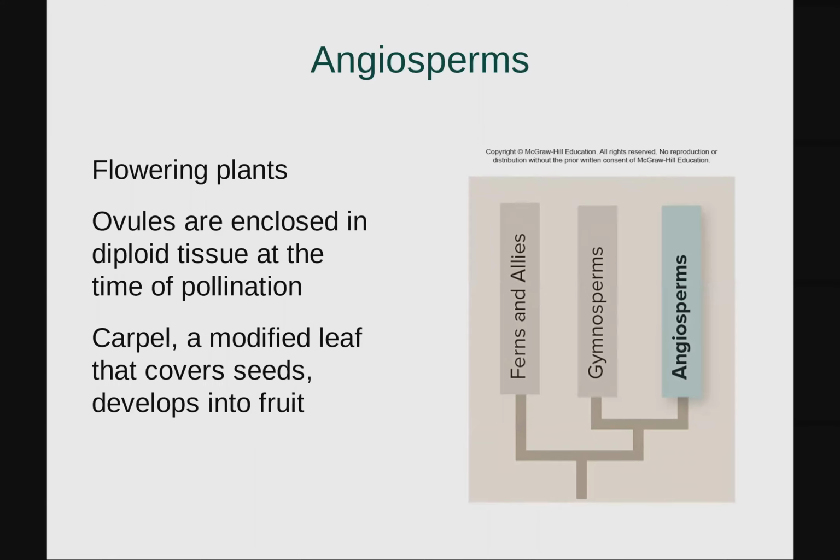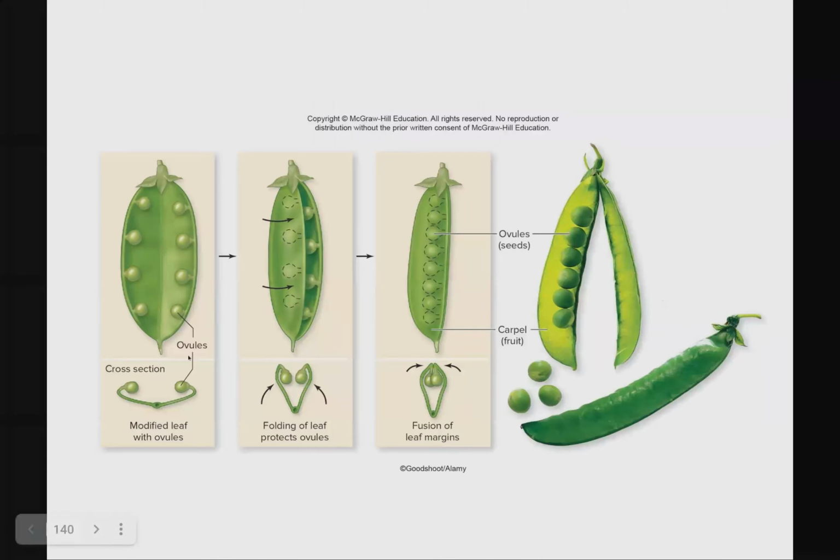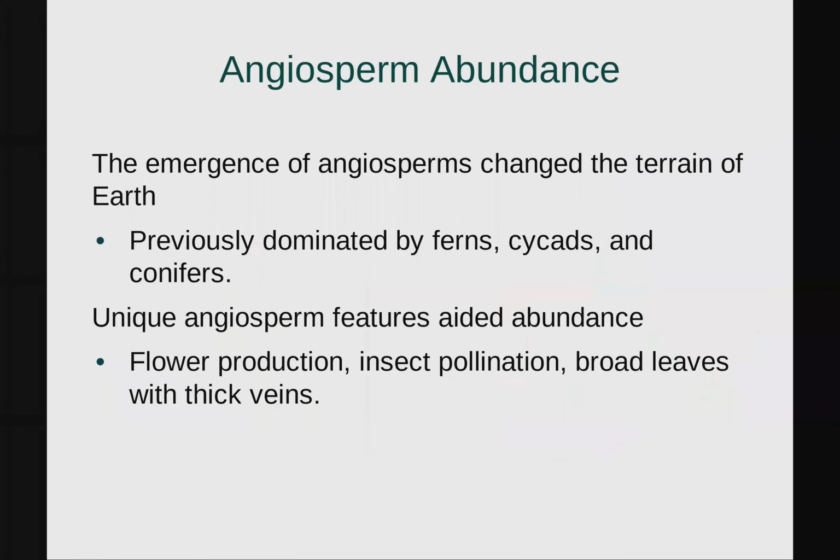Now, the other thing I'll make mention of is their ovules are actually enclosed in diploid tissue at the time of pollination. So we can actually physically look at this. We have the ovules, they're enclosed in diploid tissue, as we see here in this pea pod. There we go. That's what it is. Now, angiosperms are really remarkable. They are, as you saw, the most speciose group on the planet, but they're also the most abundant group of plants on the planet. And with their arrival, it really dramatically changed the planet.